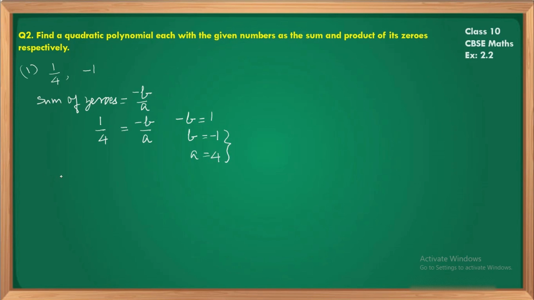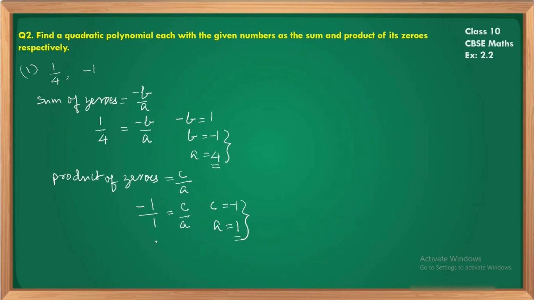And product of zeros equals c by a. And this is minus 1. And in the denominator you don't have anything, so put 1, equal to c by a. And minus 1 is in place of c, and 1 is in place of a. Therefore, c's value is equal to minus 1. A value is 1. Now you can see that the value of a is 4 as well as 1. When we have these two different values of a, you cannot form the quadratic equation for the given question. Therefore, you have to equalize them.